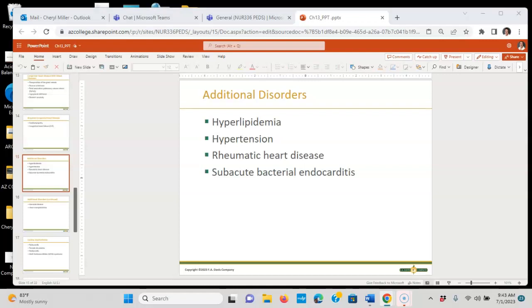We talked about hyperlipidemia, rheumatic heart, especially due to your strep A. That's in your book as well. And then subacute bacterial endocarditis: vague symptoms, low-grade fever, high-grade fever, fatigue, cough, heart murmur, chills, shortness of breath, joint pain, petechiae. All of these things are going to win you blood cultures.